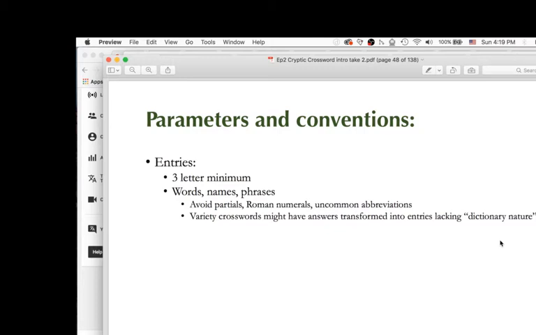But variety crosswords might have answers transformed into entries lacking dictionary nature. I just solved a variety crossword in the Wall Street Journal by Emily Cox and Henry Rathvon, in which certain letters that would have appeared in the answers to the clues when you enter them into the grid wind up getting turned into a whole word, and as a result, the entry that you write in the grid is not itself a word.